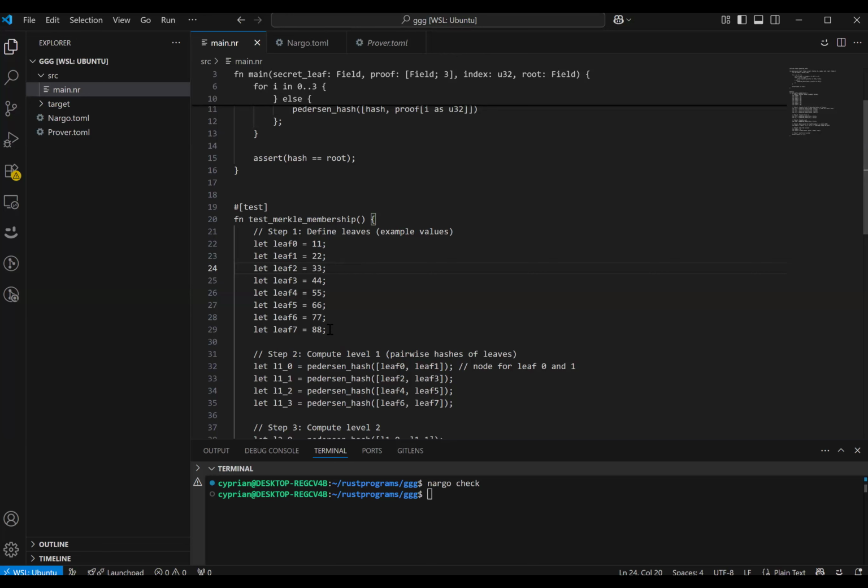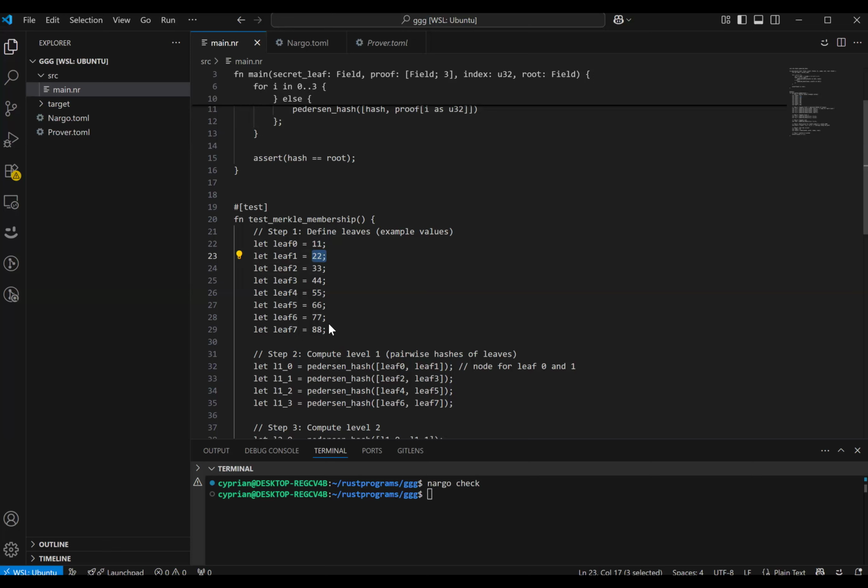Now, in our test here, the leaves have been defined. You have leaf 0, leaf 1, leaf 2, leaf 3, all the way up to leaf 7. So these are 8 leaves. That is 11, 12, 33. I've just used these numbers not because of any other reason, but because they're easy to identify. Like 11 is easier to identify than 12, than 13, than 14. And even 22 is easier to identify than 21, than 23, and so on.